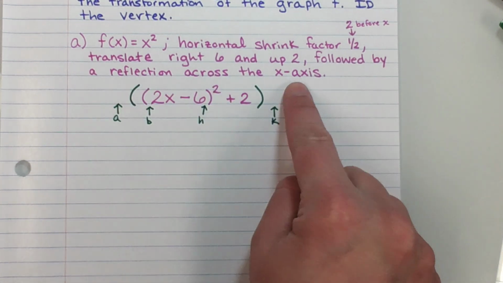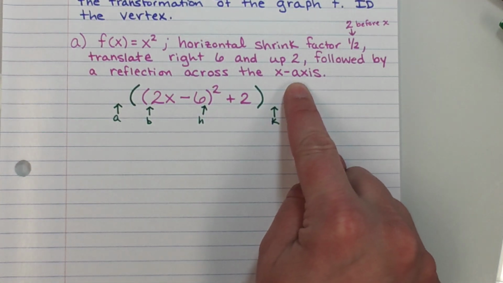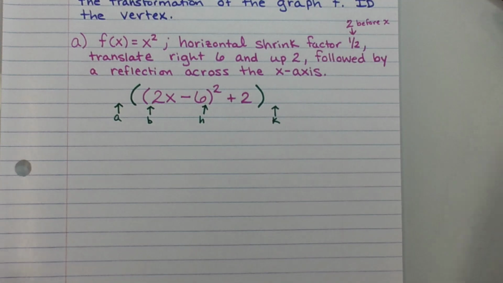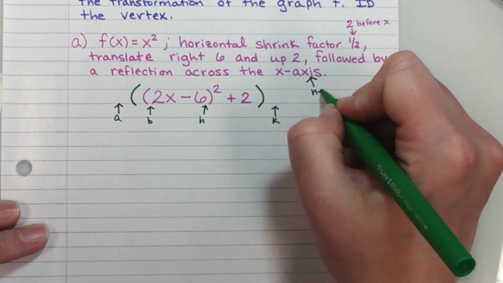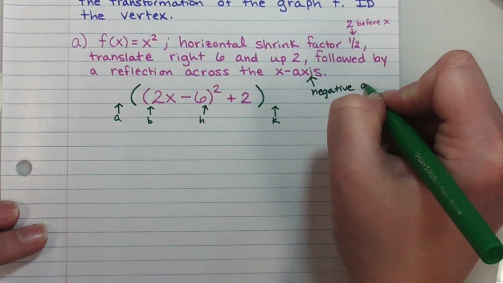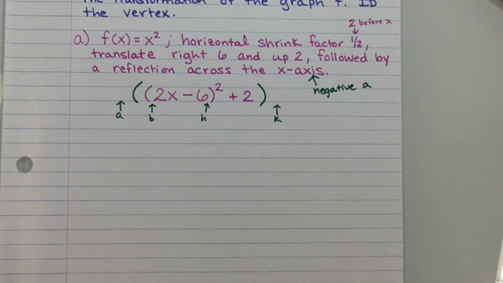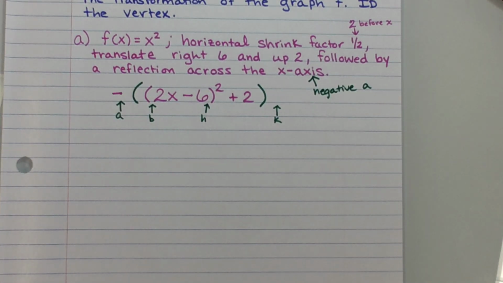A reflection across the x-axis. How do you reflect? What do you put into the equation? A negative. Across the x-axis, is that an A or a B? So now I have to put a negative right here. I have to do it after I've done everything else, because otherwise it's not going to affect everything like it's supposed to. Which in the followed by situation, it's supposed to affect all of it.